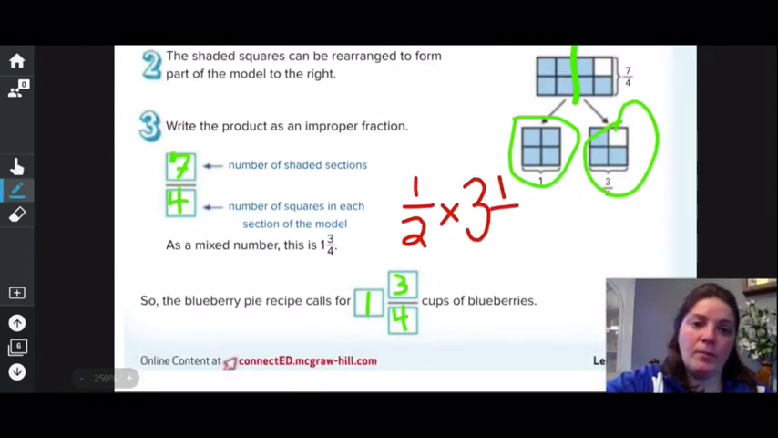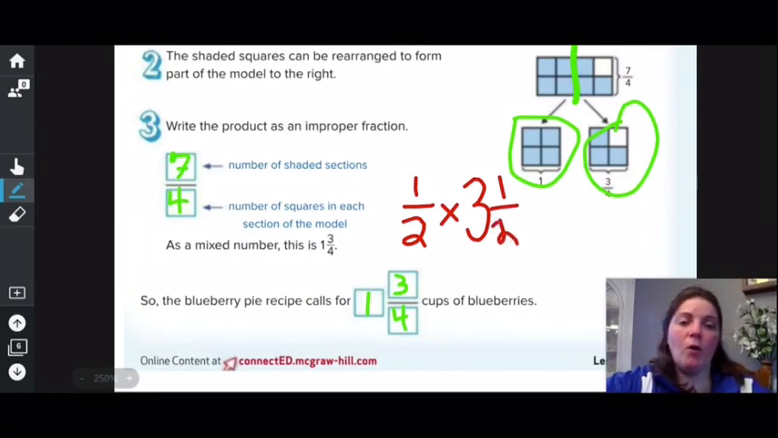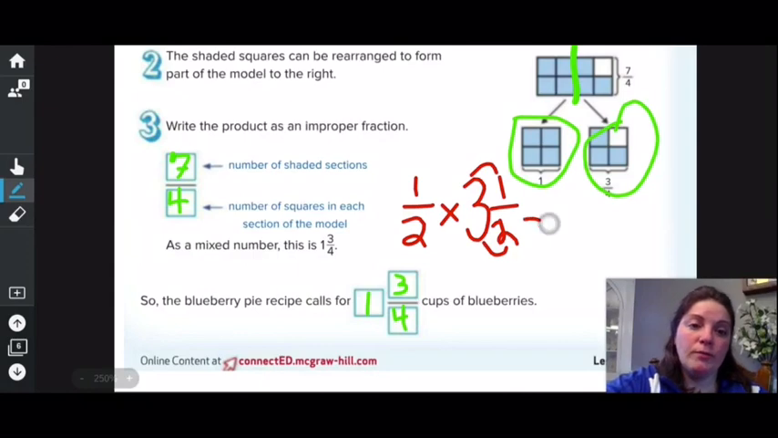And if you remember back to the notes page, all mixed numbers have to be turned into improper fractions. So I need to do that little circle-y thing with 3 1/2. 2 times 3 is 6. 6 plus 1 is 7. So I could rewrite this as 1/2 times 7/2, keep your denominator, halves.